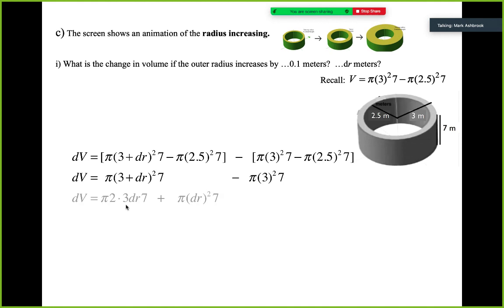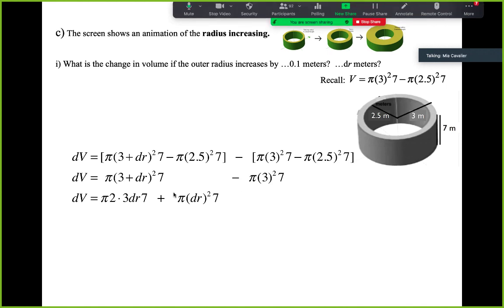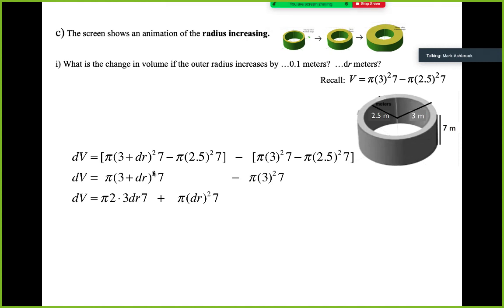And then when you multiply this out, you're going to get 3 terms when you multiply out this binomial. The first term is pi times r squared times h. Well, there it is, those go away. So all you're left with is the second and third terms in this expansion, which is 2 pi r dr times h plus pi dr squared times h. The first term of the expansion cancels with this.